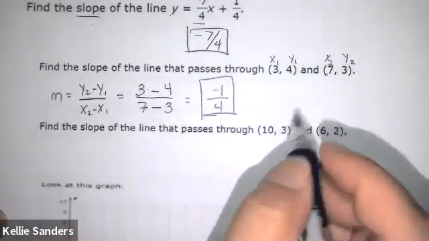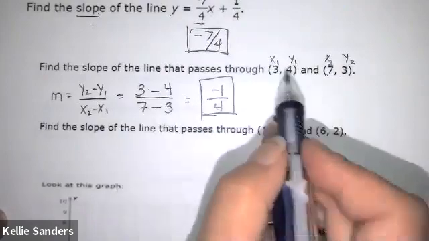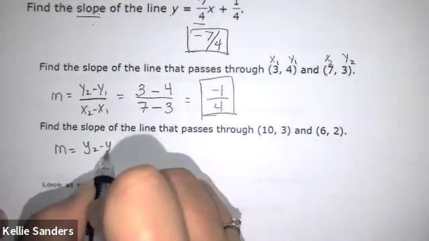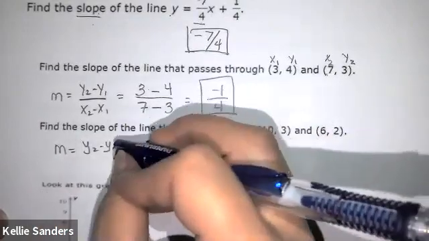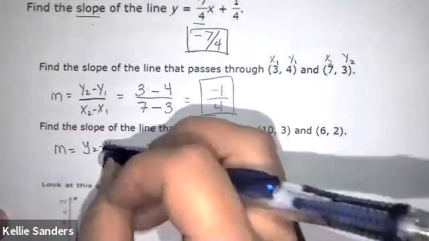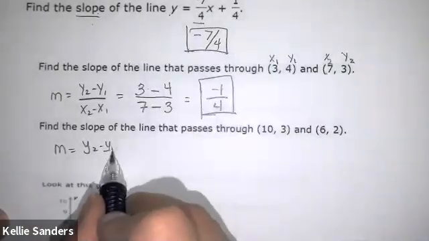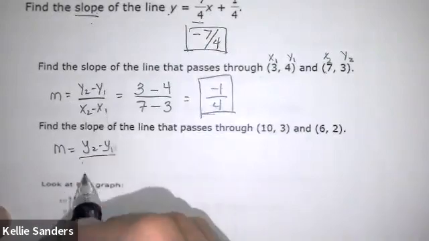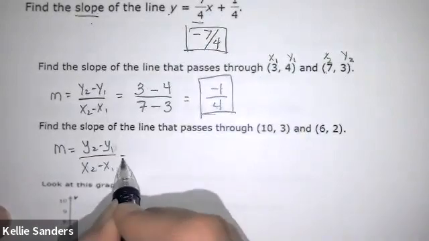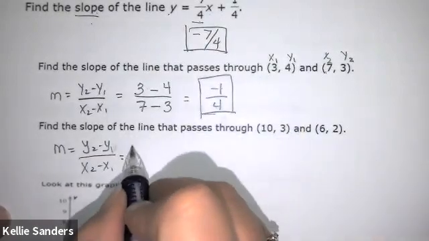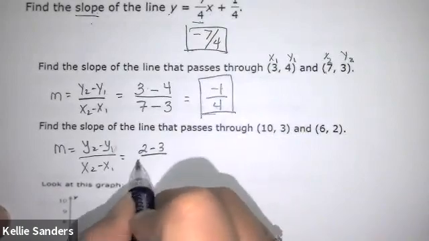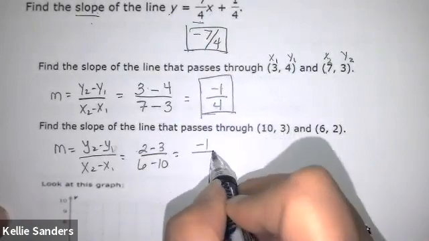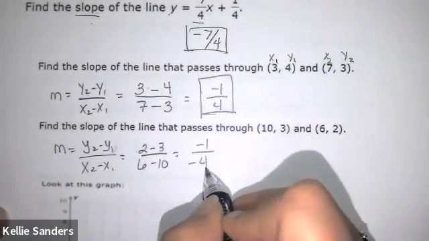Same thing. I'm just not going to write all of that out. m equals y2 minus y1 over x2 minus x1, which is 2 minus 3 over 6 minus 10. 2 minus 3 is negative 1. 6 minus 10 is negative 4.